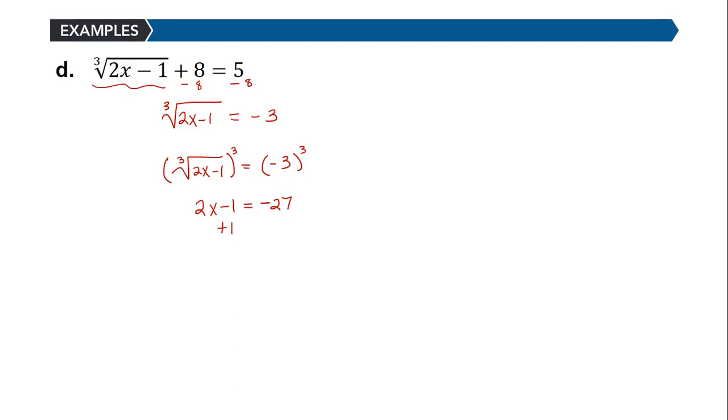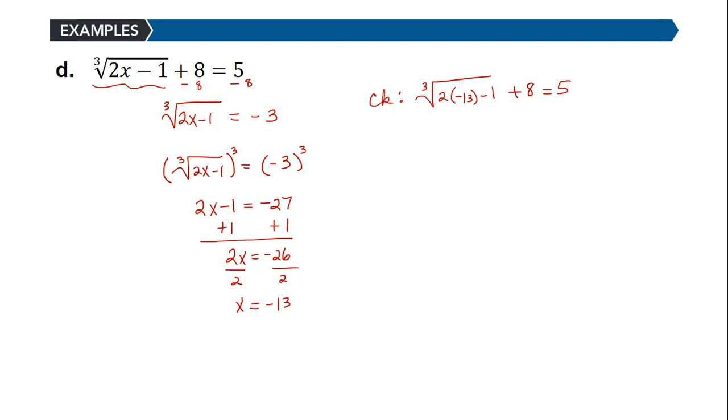We have a linear equation to solve by adding 1 to each side to give us 2x equals negative 26, and then dividing each side by 2, we get x is equal to negative 13. And then we can check. In the original equation, replace x with negative 13. This gives us the cube root of 2 times negative 13 minus 1, plus 8. Is that equal to 5? So this is negative 26 minus 1, which is the cube root of negative 27, plus 8. Is that equal to 5?